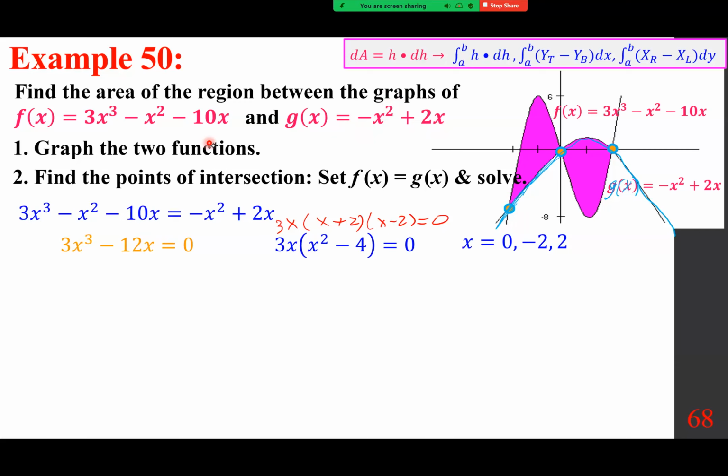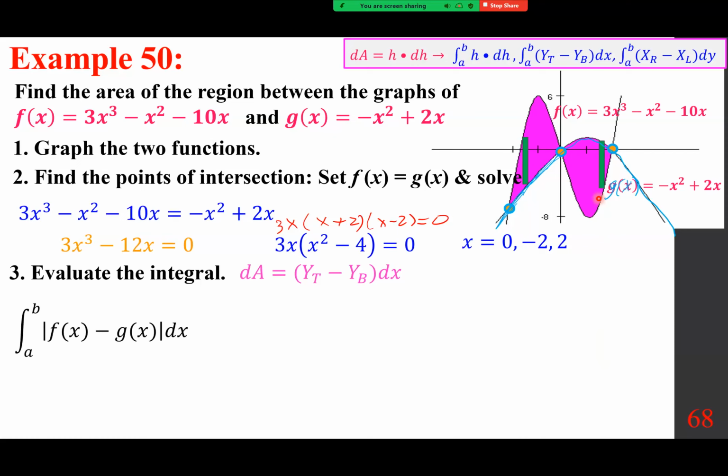So we want to evaluate the integral, and we have to look at an increment of the area. Clearly, over here, f is at top of g. Over here, g is at top of f. And so dA is y of the top minus y of the bottom. And that's why we have this here. Pay attention to the fact that you can't write f of x minus g of x. You have to put it in absolute value, because you have to know which one is at top at what point.